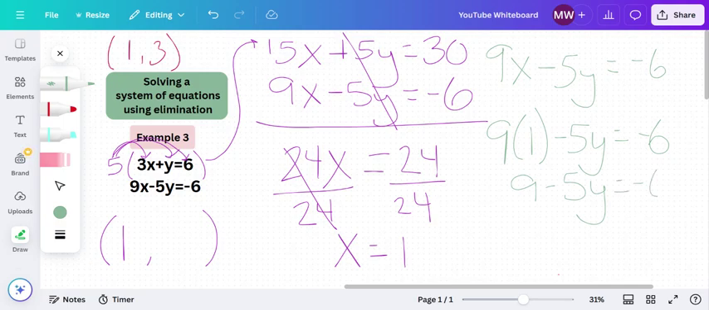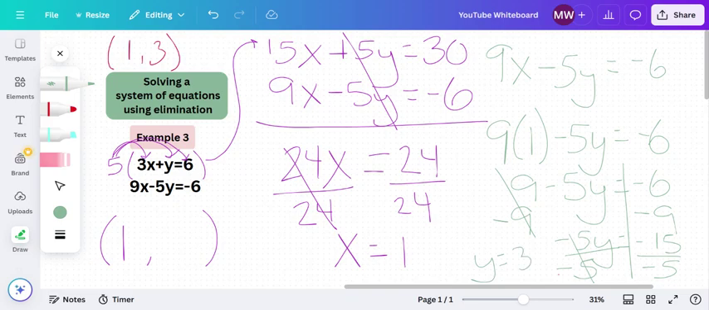I'm going to rewrite the rest of it because nothing else has changed. Then I'm going to get y all by itself. So I'm going to do opposite operations. Subtract 9 so that that cancels out. I'm left with negative 5y equals negative 15. If I divide by negative 5 on both sides, I'm going to be left with y equals 3. And look at that. It matches what we got the first time around. x is 1, y is 3. Either way you do that, either by canceling out the x's or by canceling out the y's, you should get the same answer.